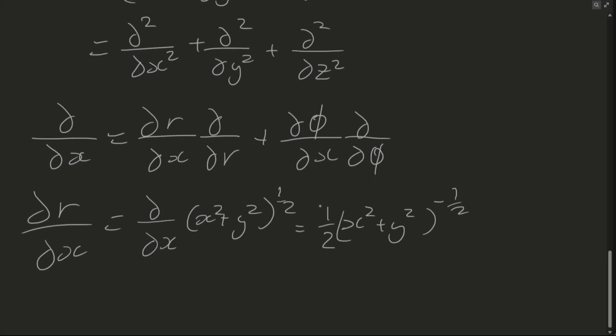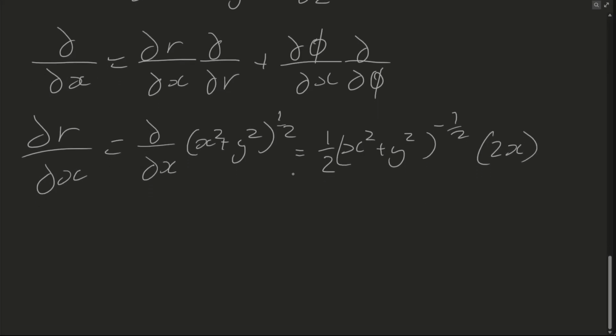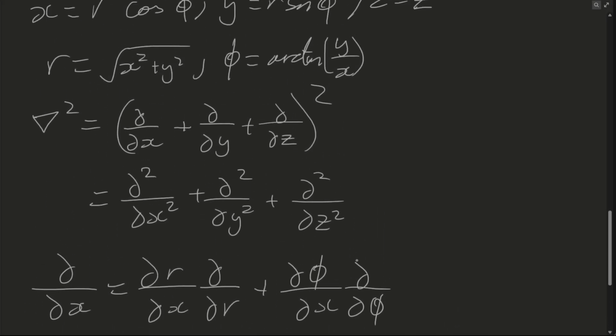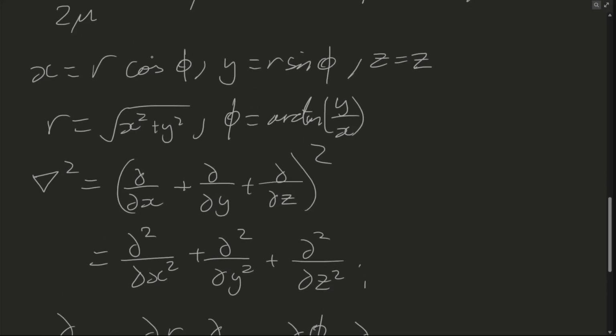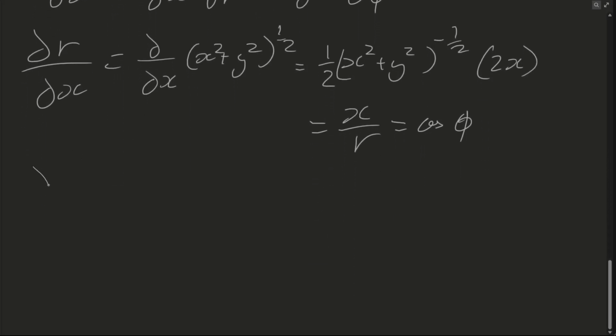This is in fact the chain rule. Times 2x, which simplifies to x over r, which is actually cos of phi. From this identity up here, cos phi equals x over r. Simple. Now repeating for phi.